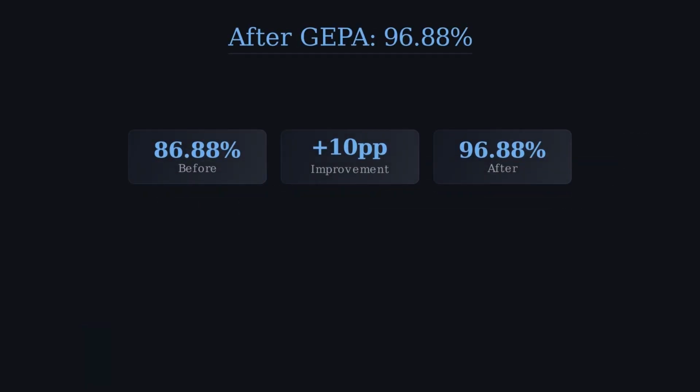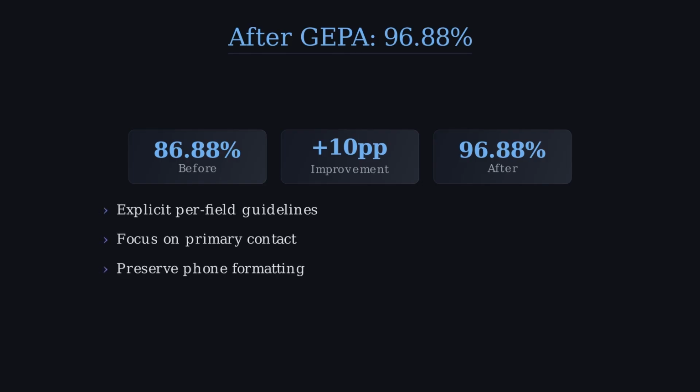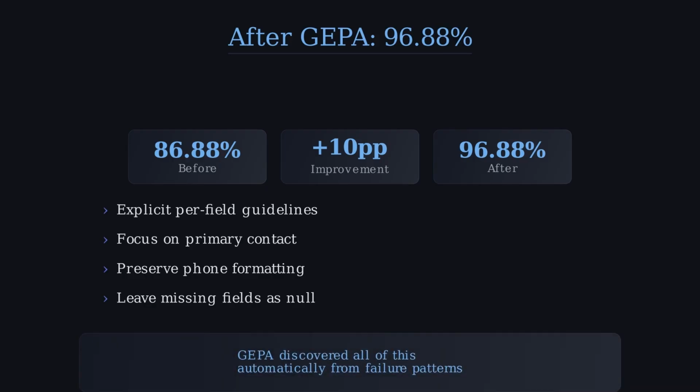After running GEPA with 50 optimization calls, the best validation score jumps to 96.88%. That's a 10 percentage point improvement. The optimized prompt is dramatically more specific, with explicit guidelines for each field, instructions to focus on the primary contact, preserve phone number formatting, and leave missing fields as null rather than guessing. GEPA discovered all of this automatically.